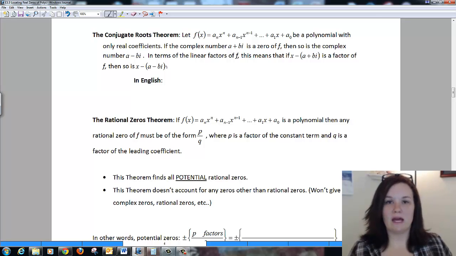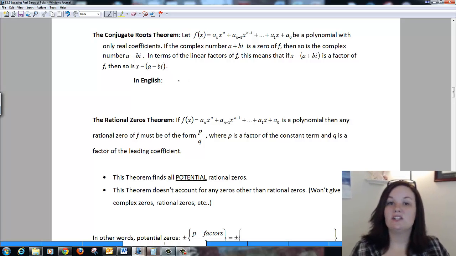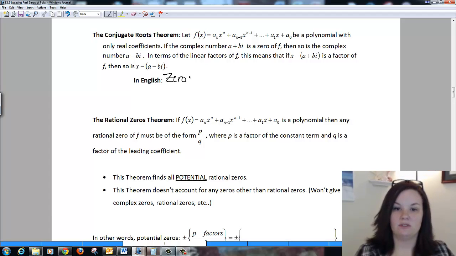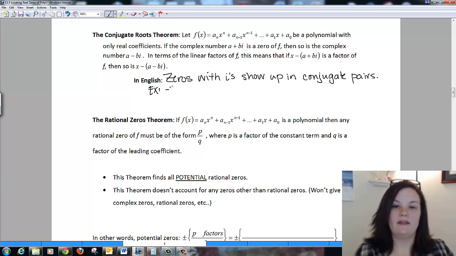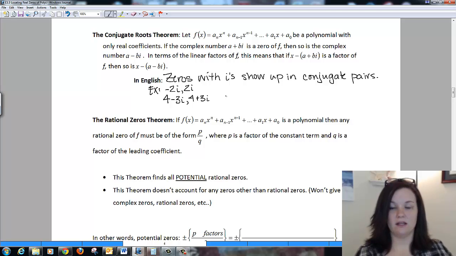Now, that's a whole lot of math mumbo jumbo, right? But the whole idea of it is that zeros with i's show up in conjugate pairs. So I'm just going to put zeros with i's, or with imaginary numbers, show up in conjugate pairs. So what that means, if I have an example, is if negative 2i is a 0, then positive 2i is a 0. If 4 minus 3i is a 0, then 4 plus 3i is a 0. So that helps us a little bit.